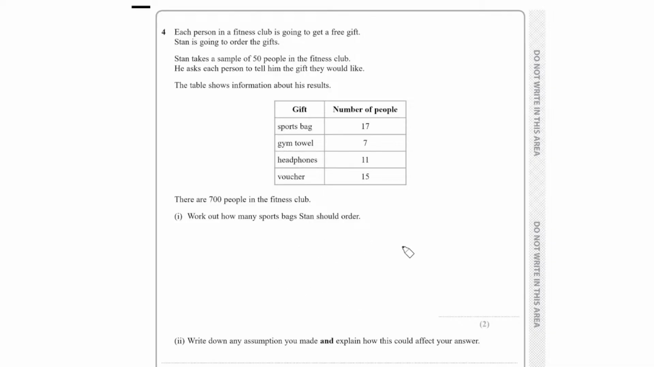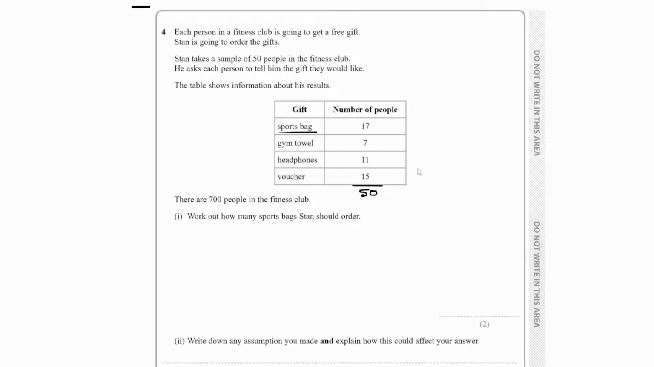Okay, question 4. Each person in a fitness club is going to get a free gift. Stan is going to order the gifts. So Stan takes a sample of 50 people in the fitness club. He asks each person to tell him the gift they would like, and the table shows the information about his results. So it's either a sports bag, gym towel, headphones, voucher, and you've got the number of people that would add up to 50. There are 700 people in the fitness club. Work out how many sports bags Stan should order.